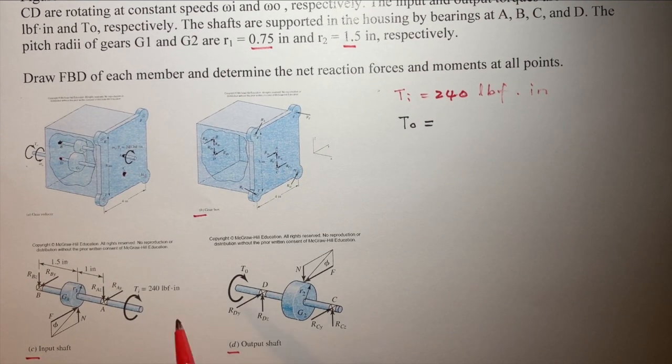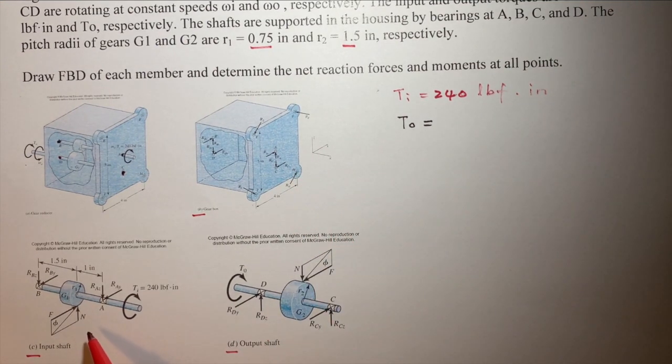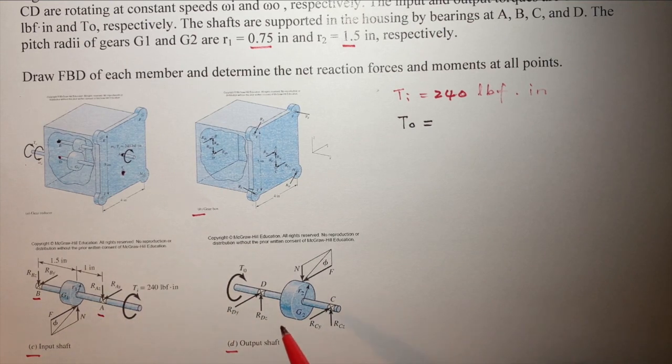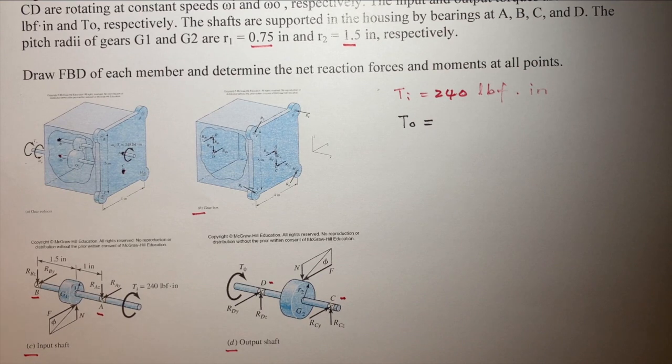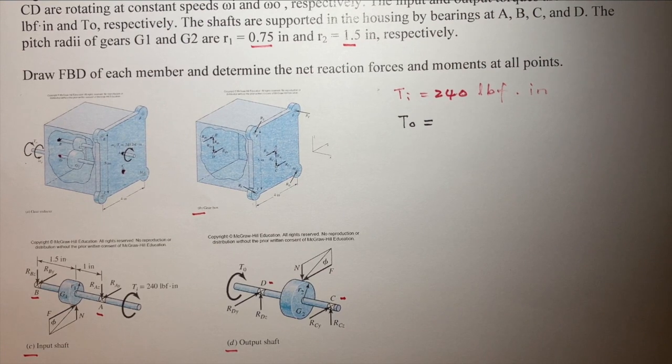So this is the FBD for the gearbox, the FBD for the input shaft, and the FBD for the output shaft. And then we need to find the force here at A, at B, at D, at C. So this is the question. So let's look at the input shaft.